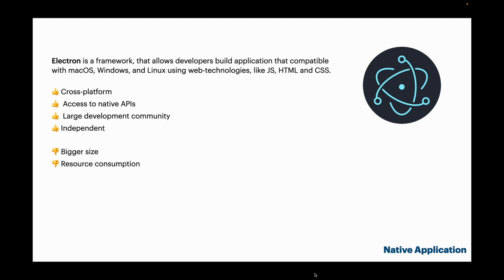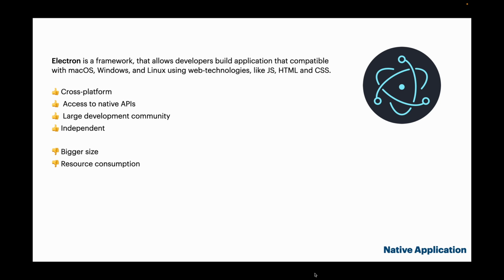Electron is cross-platform. Electron allows you to build desktop applications that can run on Windows, macOS, and Linux without major modifications. Access to native APIs. Electron apps can access native system features and APIs, making it suitable for building feature-rich desktop applications. It has a large development community. Electron has a large and active community, which means you can find plenty of resources, plugins, and support.